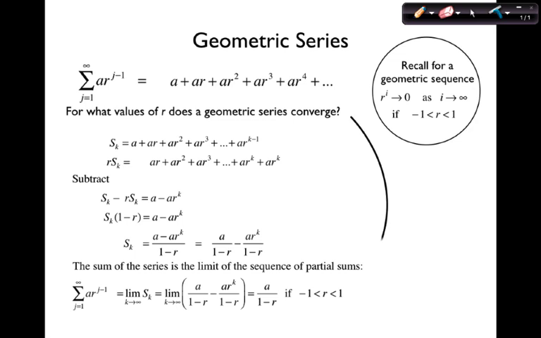So when does the geometric series converge? It's the same requirement for the sequence to converge: when R is between -1 and 1. And what does the series converge to? The sum is A over 1 minus R, if R is between -1 and 1.